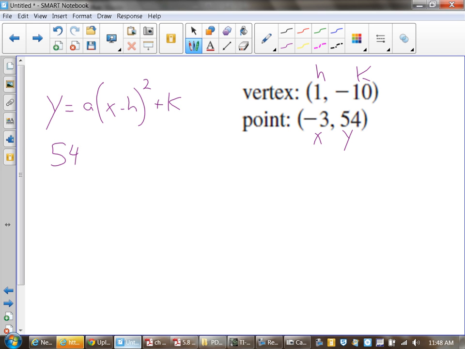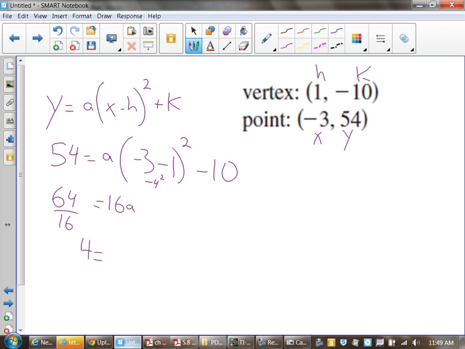So 54 is a times -3 minus 1 quantity squared minus 10. That's -4 squared, so that's 16a minus 10 equals 54, so 16a equals 64. Divide out, we get 4. So your value of a is 4. Rewrite it with your h and k: y equals 4 times x minus 1 quantity squared minus 10. And that's your final solution.